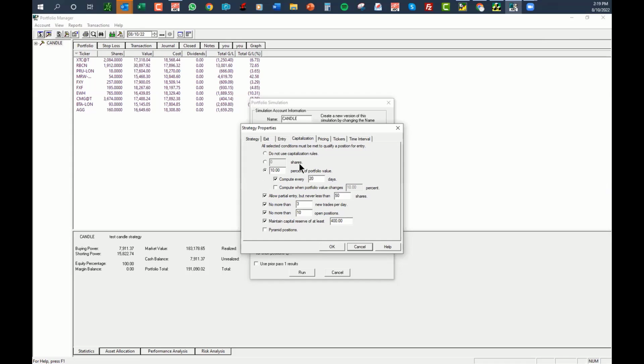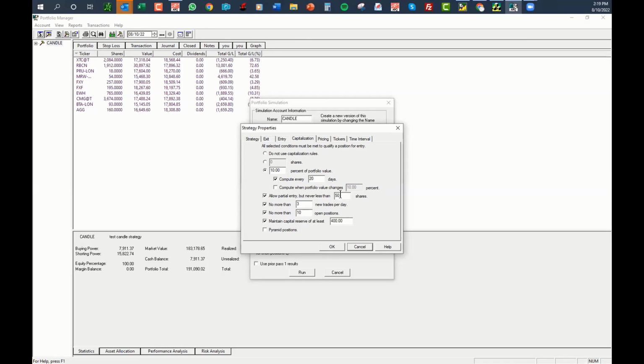And then it recomputes it every 20 days. Or you can specify to compute when the portfolio value has changed by a certain percentage. So hopefully the portfolio value will be growing, and so you can use that as a key off for the amount you're going to invest in each position. So another one here, allow partial entry, but never less than X number of shares. So I don't want lots of micro share positions out there. I'm not very interested in that. So no less than 50 shares is good.